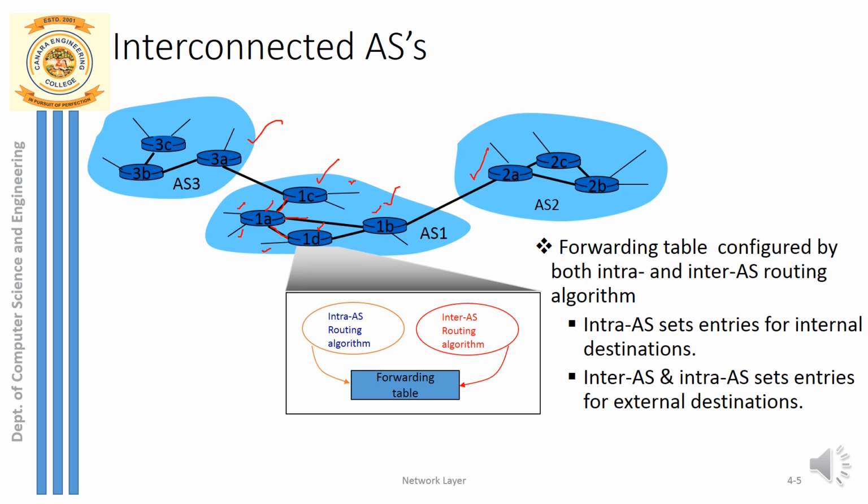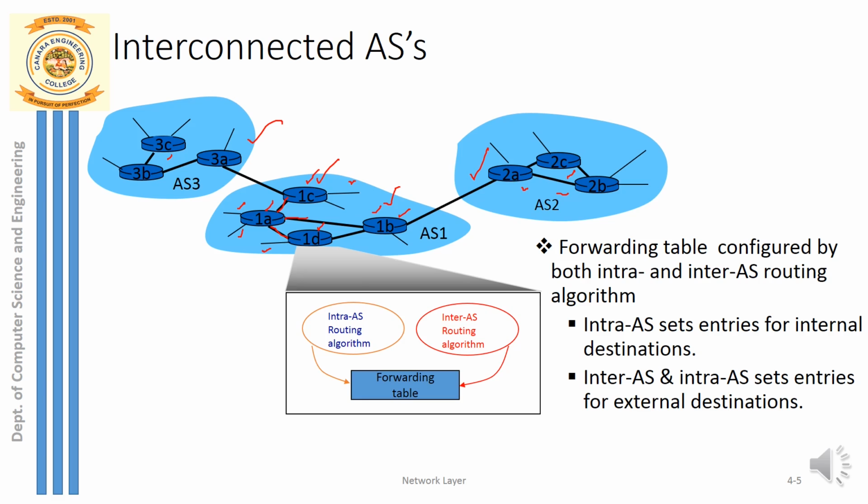Same thing you can see in autonomous system 2. I have 3 routers: 2A, 2B, and finally 2C. Similarly in AS3, autonomous system 3, I have 3 routers: 3A, 3B, and 3C. Among these routers in AS1, I have 2 edge routers. You can see one edge router is 1B, the other edge router is 1C.